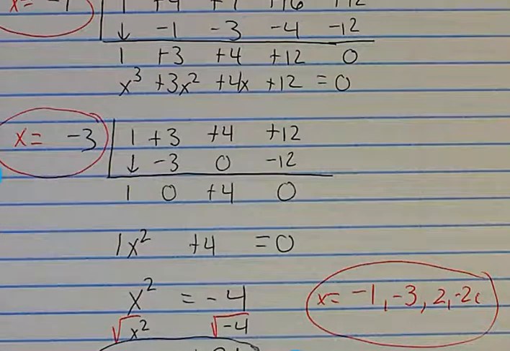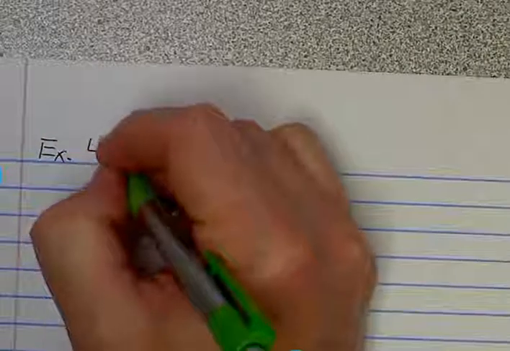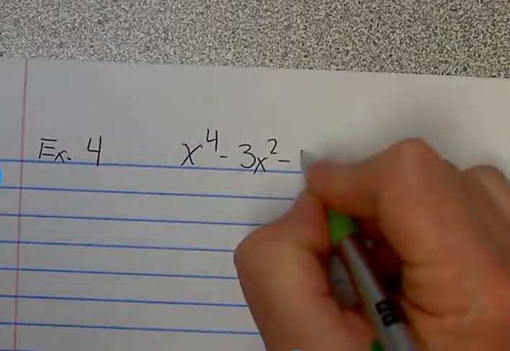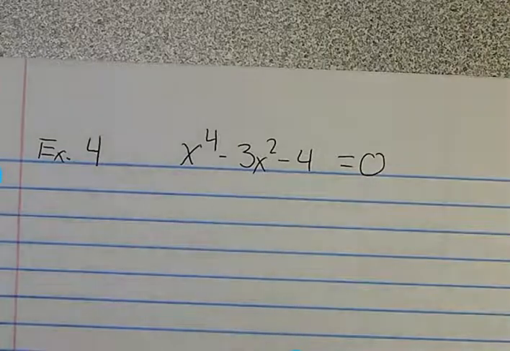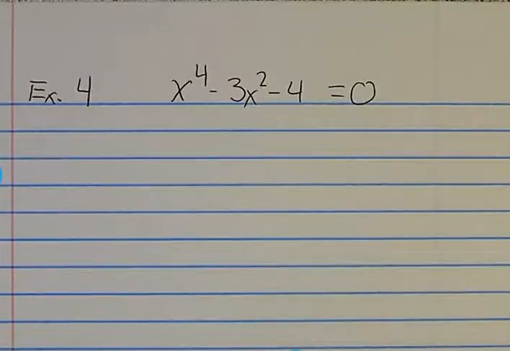All right, so we've got one more of these, and we'll wrap this thing up. Okay, I'll show you one that's just a little tiny bit different. Alright, so let's go with x to the 4th minus 3x squared minus 4 equals 0.